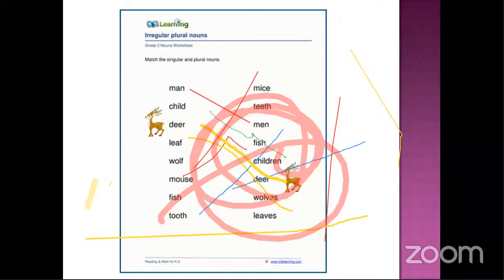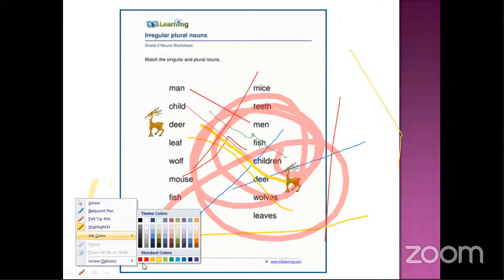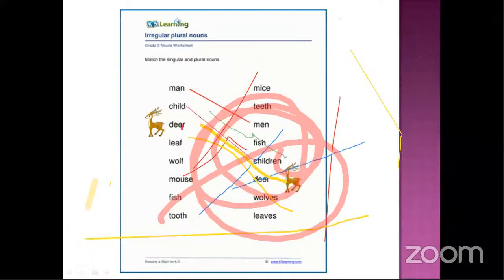If you can see this clearly, here you have tried to give the answers. Let's discuss. The first one, man, men, that is the example. The second one is child. The correct answer is child, children. Next one, deer. What is the plural word? Deer, deer. We can use the same word.